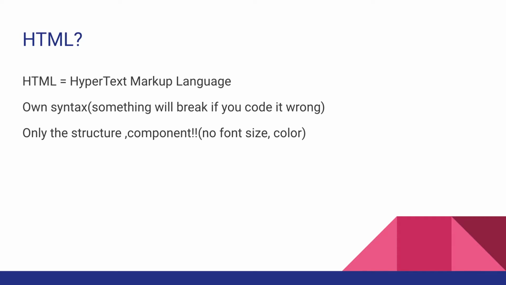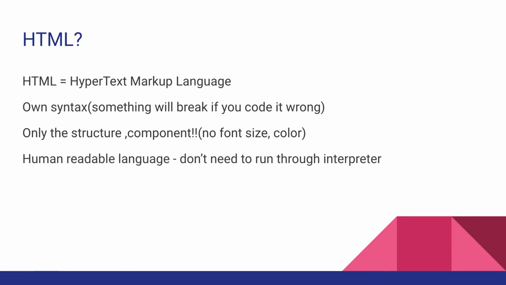The next thing: HTML only provides structure and components. I know I also talked about this in previous slides, but it's really important, so I want you guys to remember this right now. HTML is only a structure. Don't use it for any color or font size. That is CSS. Okay? And then, HTML is a human readable language. So what does it mean? Human readable language basically means that you don't need to run it through any interpreter, and a human can read it. That's what it means.